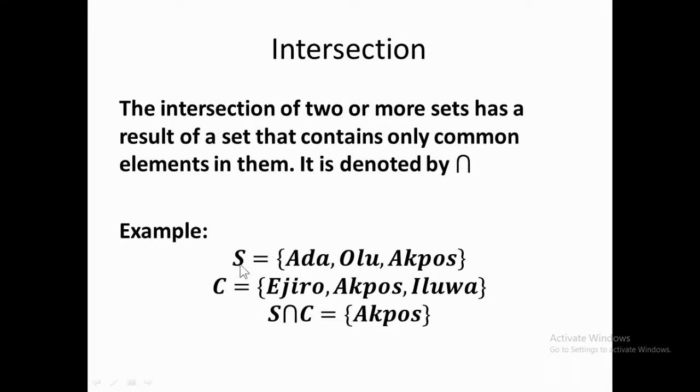If I have set S having Ada, Olu, and Akpos as the elements, and set C having Ejiro, Akpos, and Ilua, there is an element here that is also in set C, which is Akpos. Akpos is here, Akpos is here. So S intersection C is Akpos. That means the only element common to set S and set C is Akpos. So when you are finding the intersection between two or more sets, you are trying to look for what they have in common.